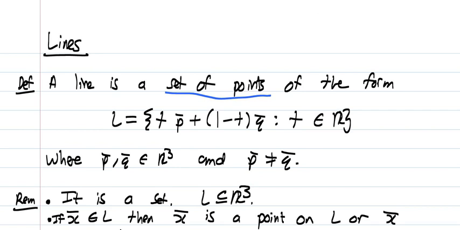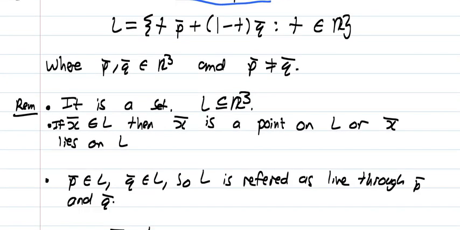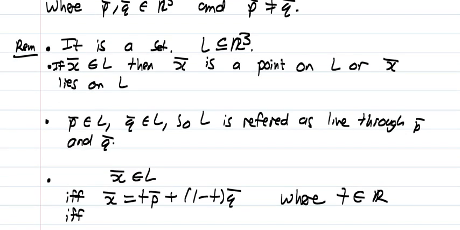Just some remarks on this definition. It is a set. So a line is a subset of R3. If vector x is an element of L, then x is a point on line L, or x lies on line L. That's just the language that we use. If P and Q are sitting on line L, then L is referred to as a line through points P and Q. Remember, P and Q are 2 different points. If X is an element of line L, that happens if and only if X is of the form TP plus 1 minus T times Q, where T is a real number.